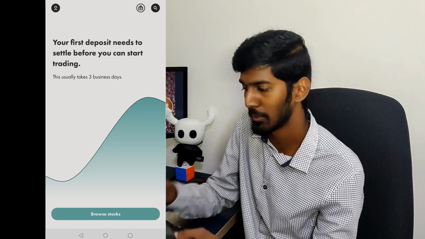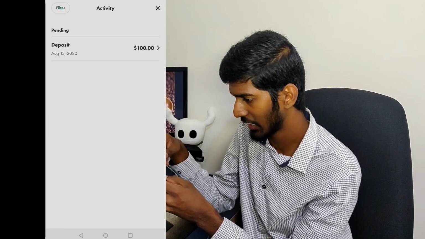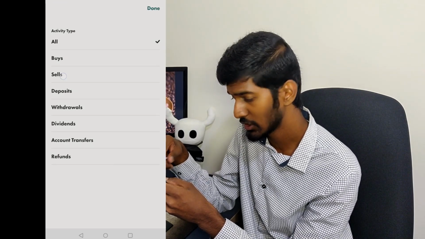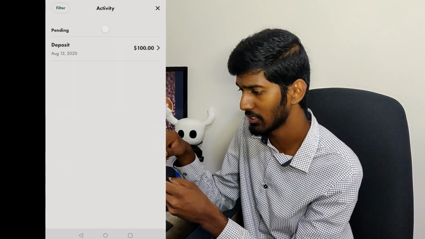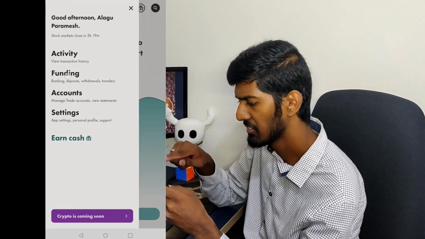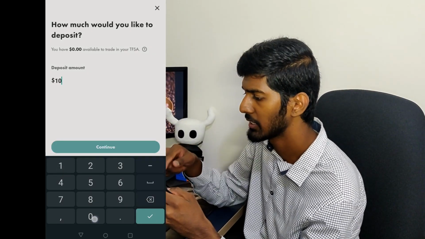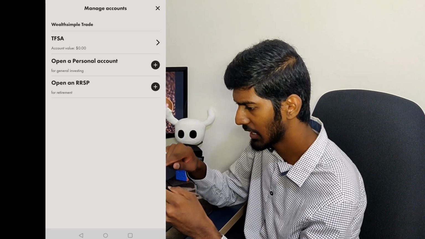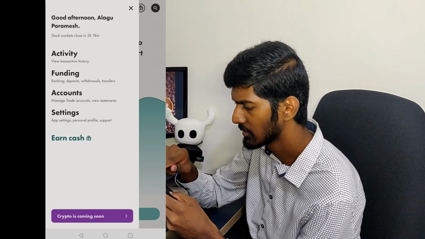Let's browse around the app. Now the top left icon opens up these. You can look at your account activities, deposits, buys, sells, and dividends. You can also use the filter functionality to filter based on one specific activity. Funding now. This is where you would come every week or every month to deposit money into your investment account. Accounts. Here you can see I have a TFSA set up and I can add other types of accounts.